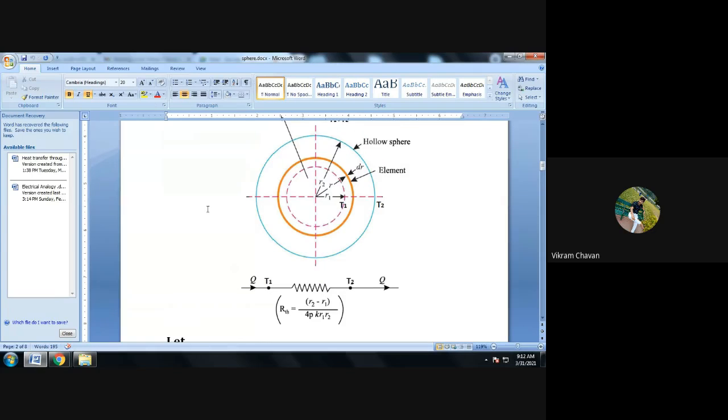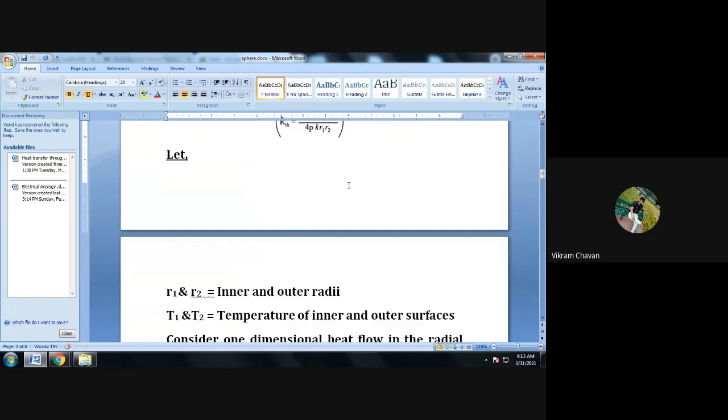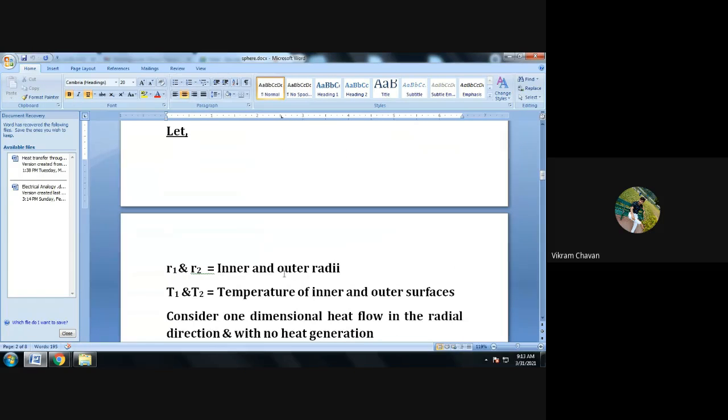Now for derivation purposes, we have considered one spherical element of that particular sphere. That spherical element is placed at a distance of r from the center, and it has a thickness of dr. Let us consider that r1 and r2 are the inner and outer radii, whereas T1 and T2 are the temperatures of the inner and outer surfaces.